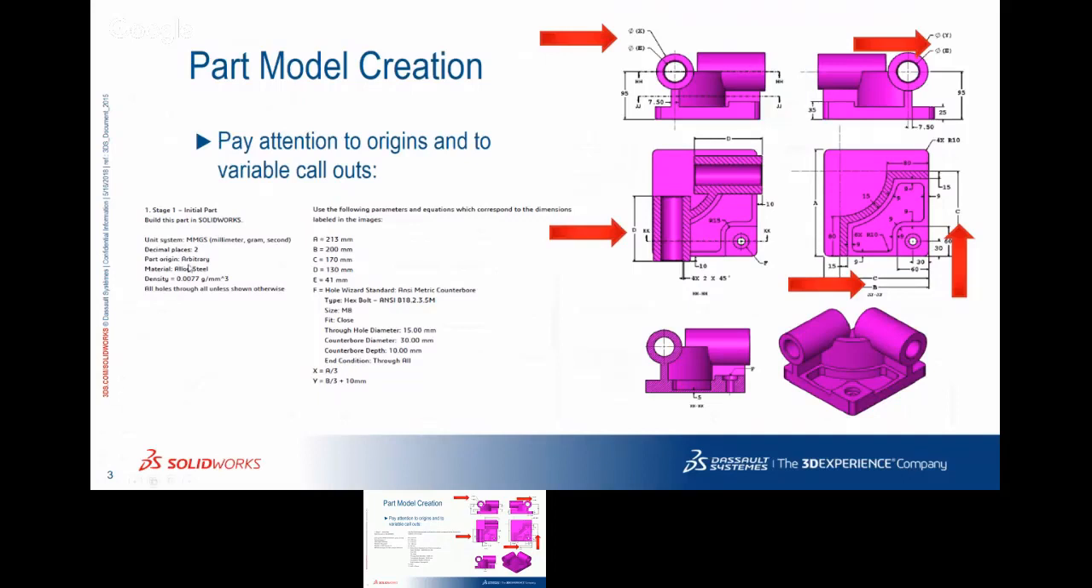So in the case of this part that we're going to build, you'll see over here that it says this is stage 1. You're going to build this part. It's going to give you the unit system. We're a global company, so every model you're going to build is going to be in millimeters, grams, and seconds. The nice thing about that is it's all whole numbers. There are no fractional or decimal numbers. Decimal places is going to be 2.